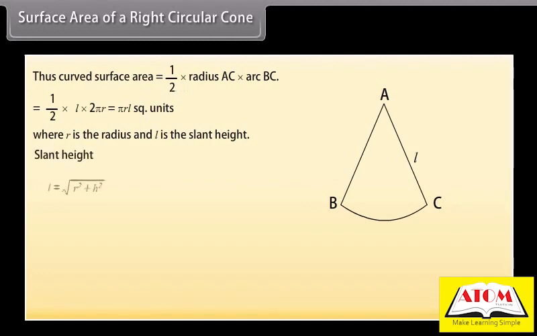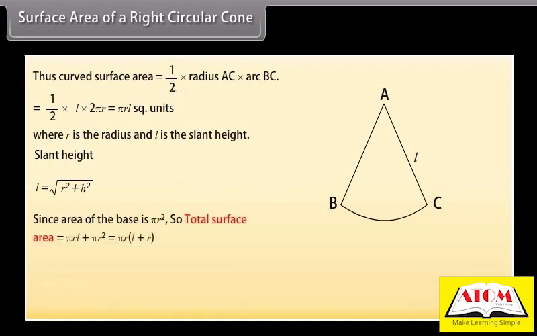And slant height L is equal to square root of r square plus h square. Since area of the base is pi r square, total surface area is equal to pi r L plus pi r square is equal to pi r into L plus r.